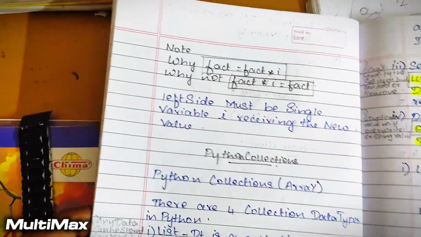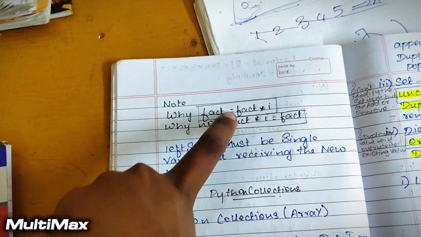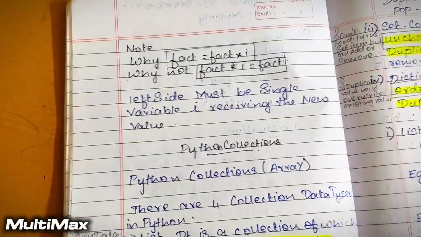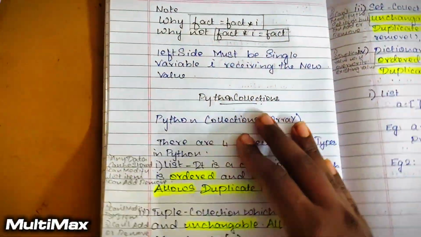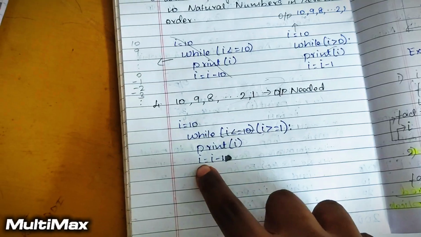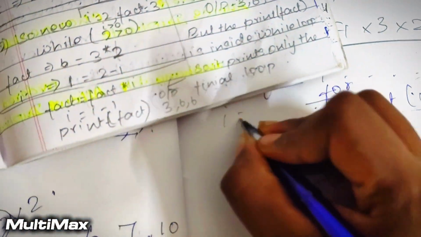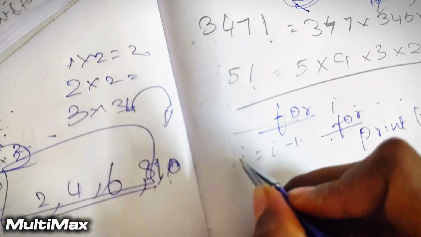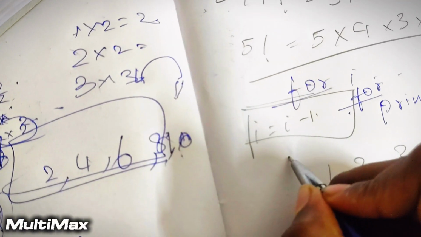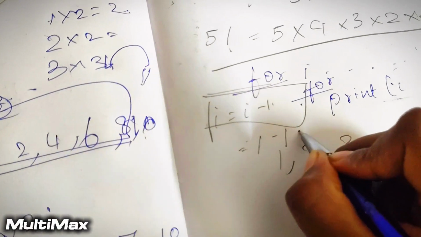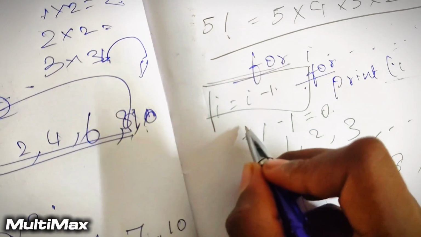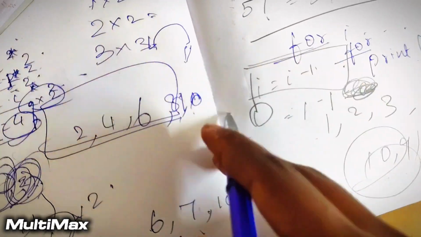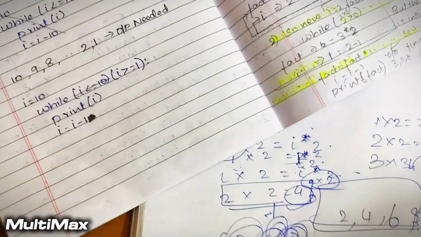That's all, guys. Note, see, why fact equal to fact star I? Why not fact star I equal to 5? Actually, it's a very simple thing. In the previous problems we saw this. I'll write a note. I equal to I minus 1. See, I have written I equal to I minus 1. So, I equal to 1, 1 minus 1 equal to 0. In computers, we put the output on the left side and the input on this side. So very simple, guys.